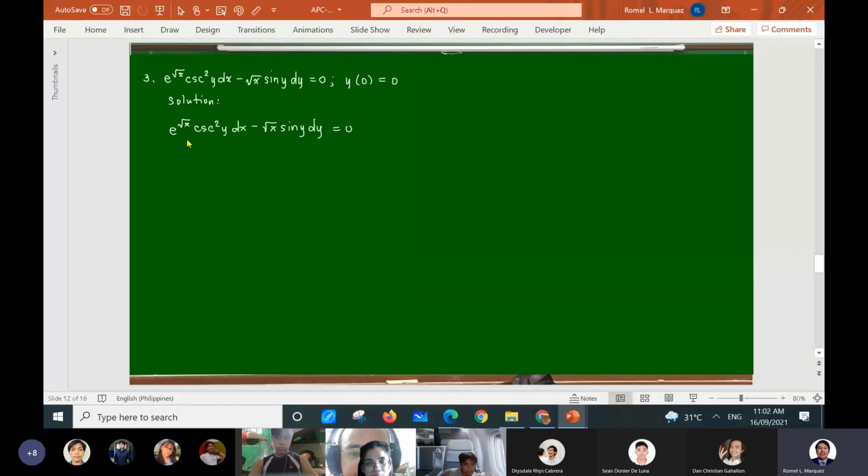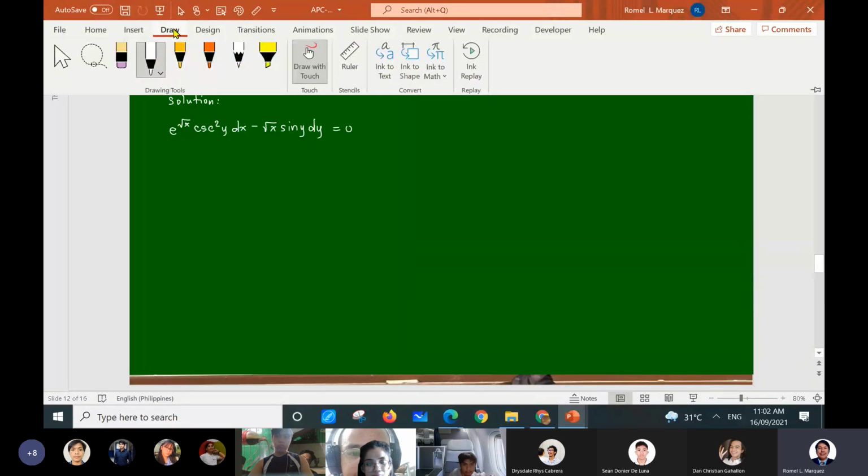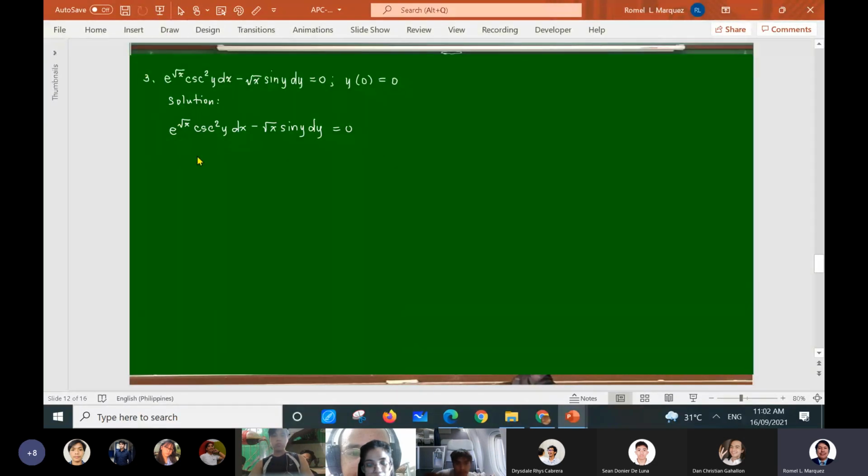So solve for the general solution. To solve, first we separate variables, no? So alin ang aalisin natin dito? Yung cosecant squared y, no? So dito sa kabila, mapupunta sa ilalim nito, we'll go here square root of x minus sine y. What will be in the denominator, guys? Am I correct?